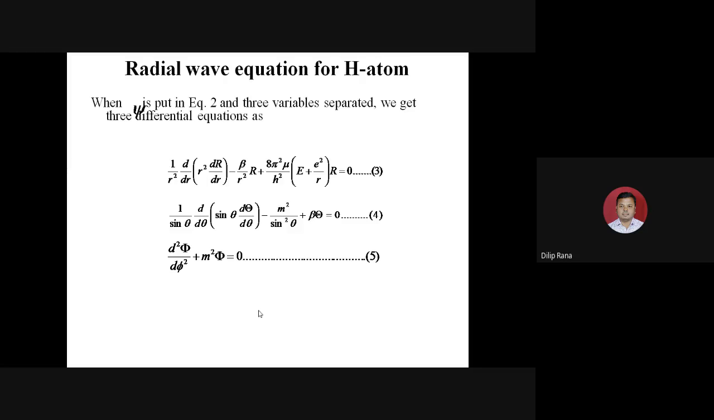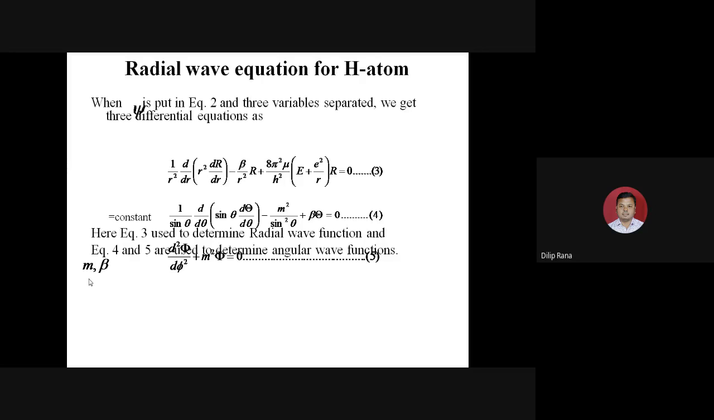Now equation number 3 is the radial equation where r is there, whereas the remaining two, that is 4 and 5, are the angular equations where theta and phi are there. Now this m and l are constants. Basically this m and l give very important information. This l gives the azimuthal quantum number, whereas m gives the magnetic quantum number.